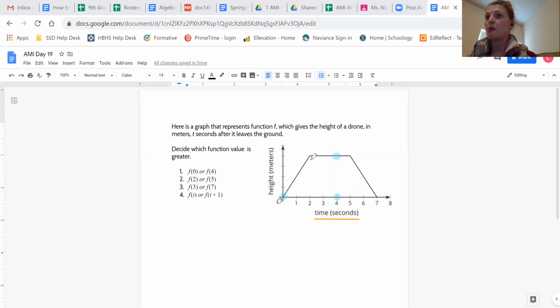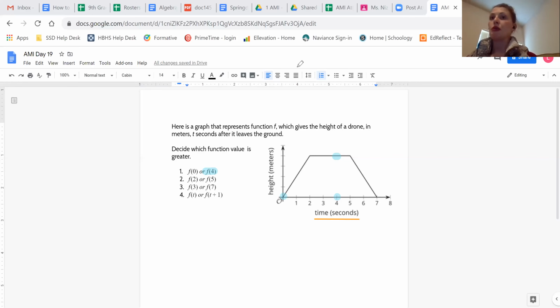But it reaches its maximum height at 2 seconds. It stays at that height until it's been in the air for 5 seconds. After 5 seconds, it begins coming back to the ground. And then it lands on the ground after 7 seconds. So on number one, it says f of 0 or f of 4. After 4 seconds, the drone is higher in the air than it was after 0 seconds. So for the first one, our answer is f of 4 is greater than f of 0.